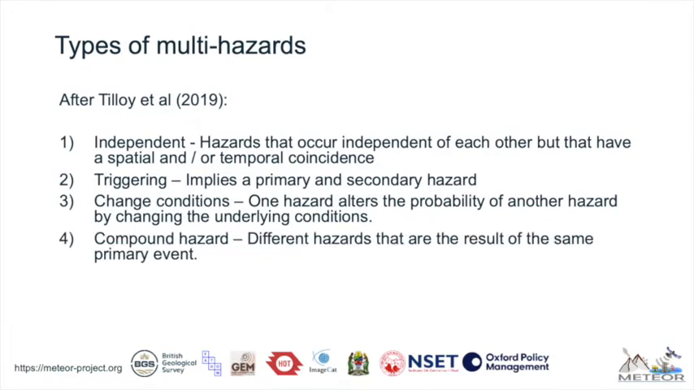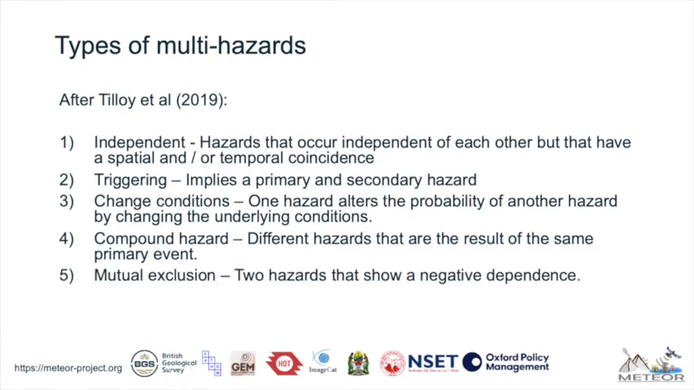Compound hazards represent cases where the same primary event or large-scale process can cause different hazards to occur. These hazards occur simultaneously and are therefore not considered to be primary or secondary. For example, the co-occurrence of river flooding and sea surge that both result from the same cyclone event. This could be considered as a compound event. The final type of hazard interaction is mutual exclusion. In this case, we consider that two hazards have a negative dependency and therefore do not occur at the same time. This may be something such as heavy rain and fire.